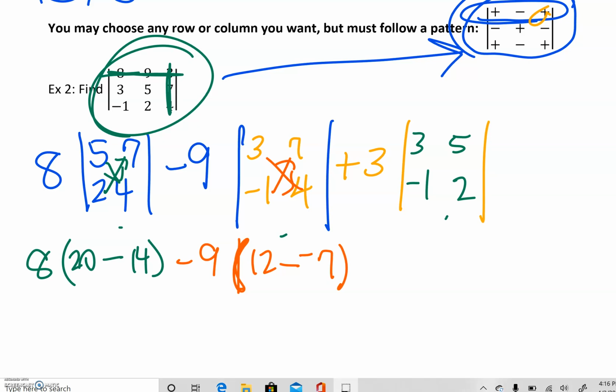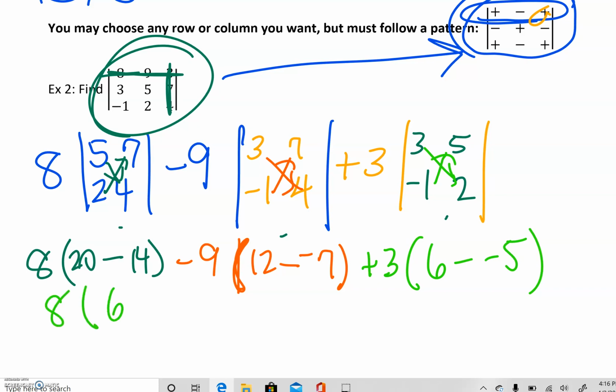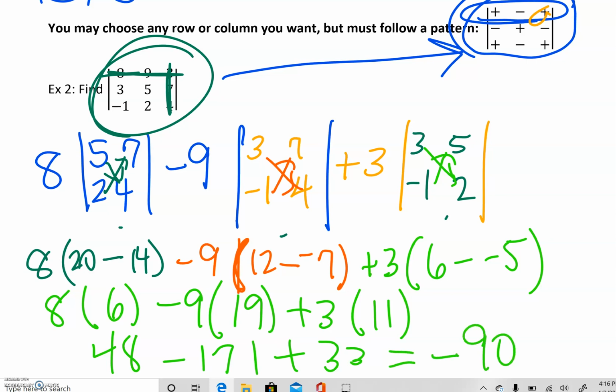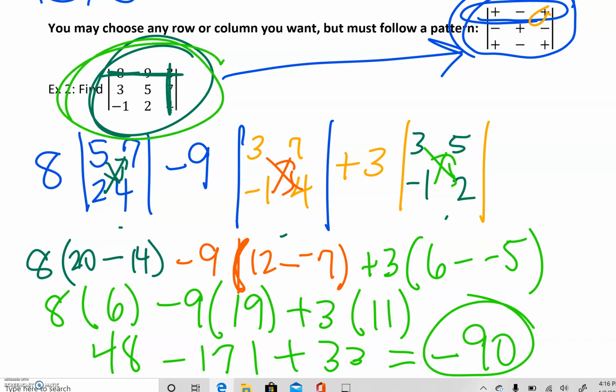And then the last one would be my positive 3, and then I'd have 3 times 2, which is 6, minus a negative 5. And now just doing some simplification, this would be 8 times 6, minus 9 times 19, plus 3 times 11. So I get 48 minus 171 plus 33, which equals negative 90. So the determinant from here is negative 90.